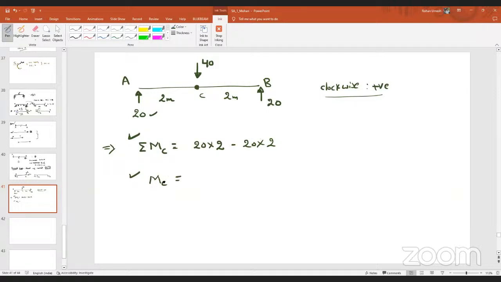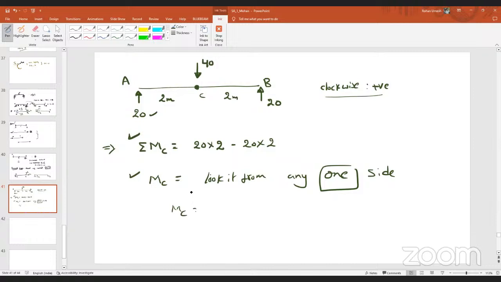But what if I say moment at point C? That means wherever I say moment at one particular point, you have to look at it from only one side. It doesn't matter which side you look into, but you have to look from only one side. Imagine that you have kept your hand at point C. Look into the right side direction and tell me what is the moment at point C.